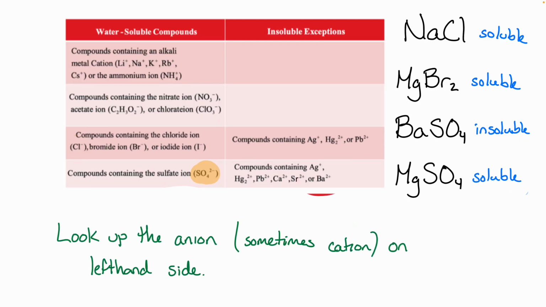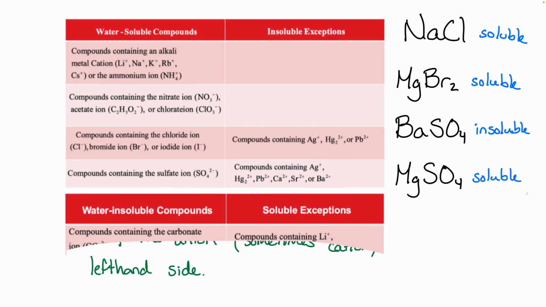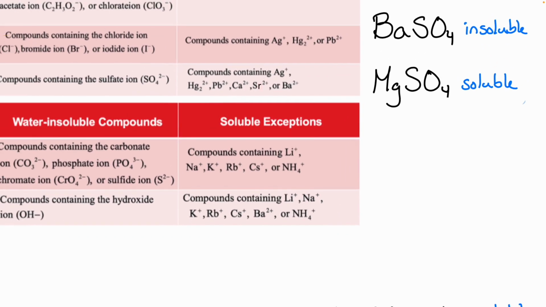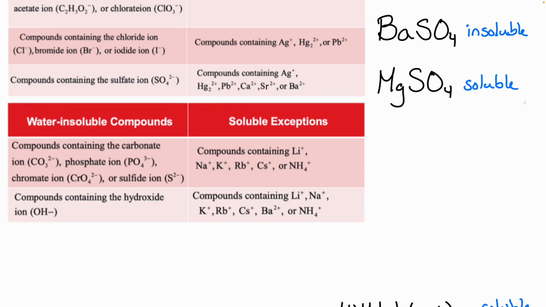Cool. All right. So now we're going to play the same game here, but we're going to introduce this bottom half. Let's just take, for example, magnesium carbonate. We're going to play the same game where we look up our anion on our table here. I see the carbonate ion right here.